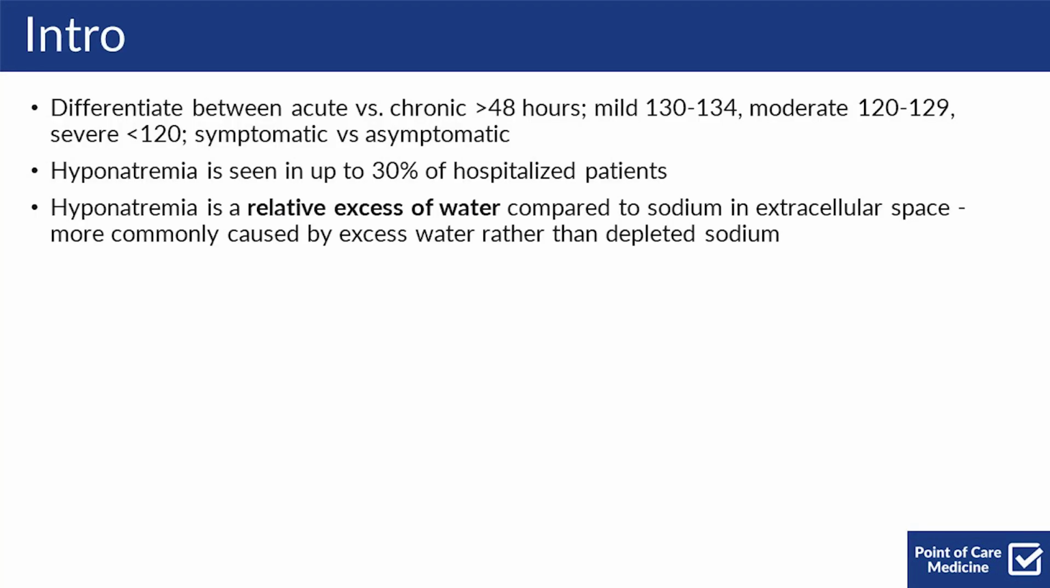You need to first differentiate between acute versus chronic hyponatremia, and chronic hyponatremia is defined as greater than 48 hours. There's also mild, moderate, and severe, with mild being 130 to 134, moderate being 120 to 129, and severe being less than 120. You should also distinguish between symptomatic versus asymptomatic hyponatremia.